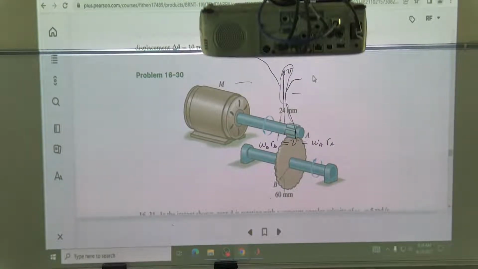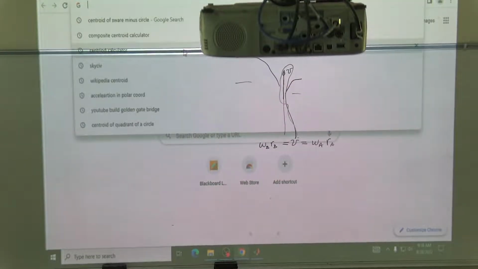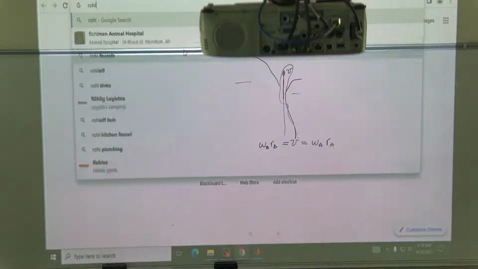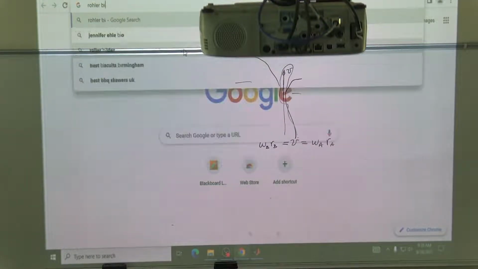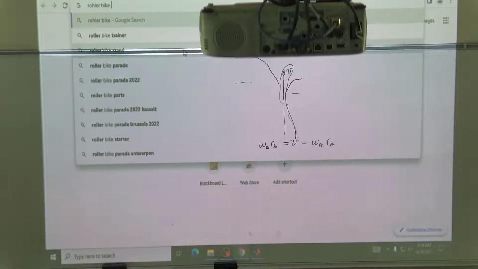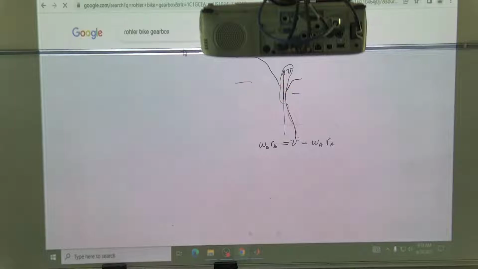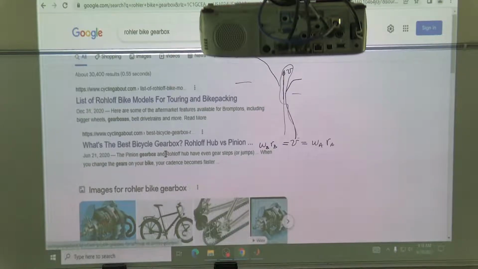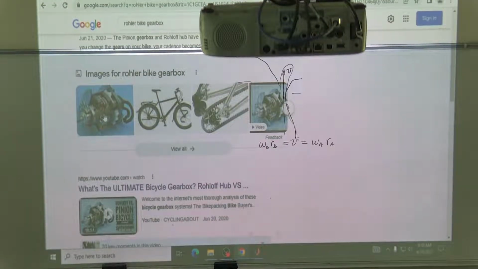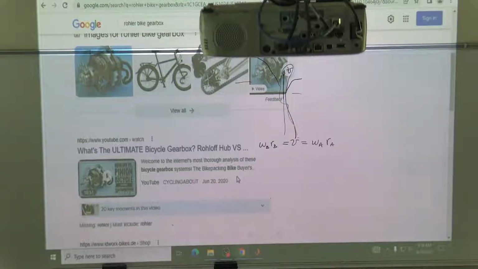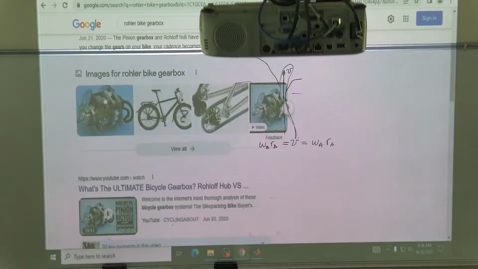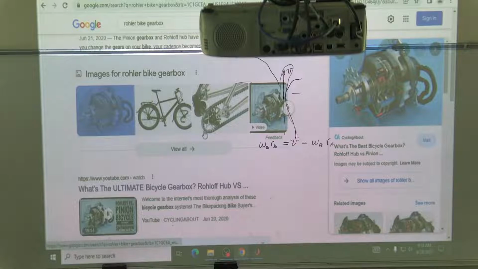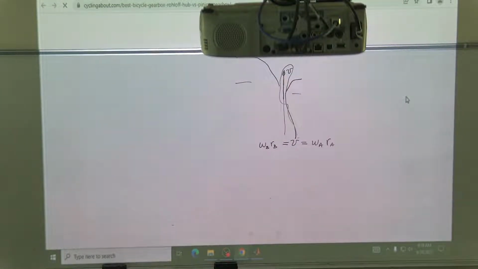If you ever want to see, unrelated, a Hirschler bike. Okay, I knew I didn't know how to spell it, but I don't know if you've ever seen any of these. Let me see if I can find a video. Let's look at the images. I wanted to see the whole image.